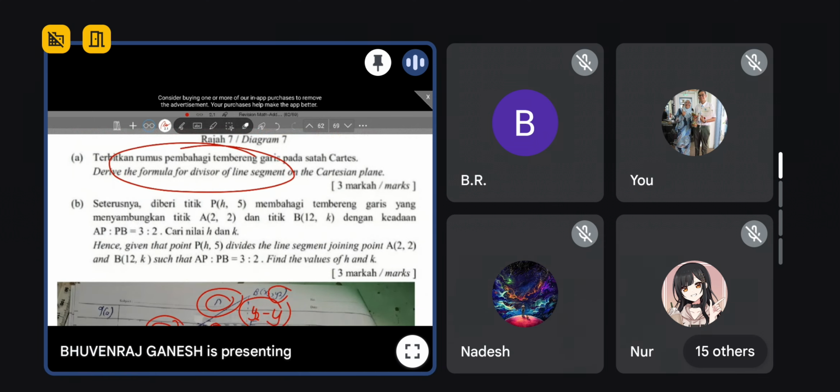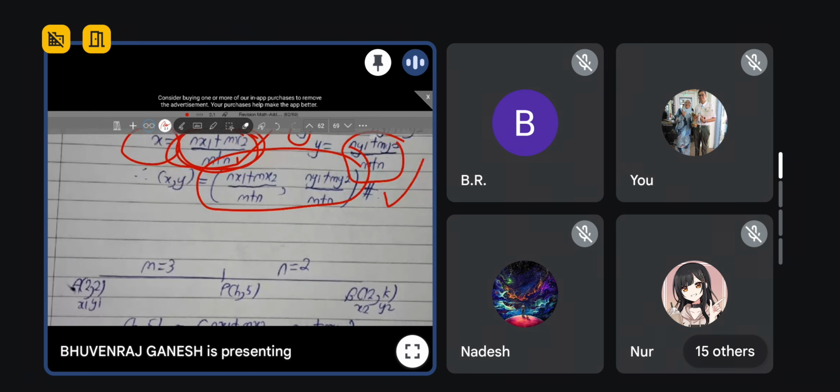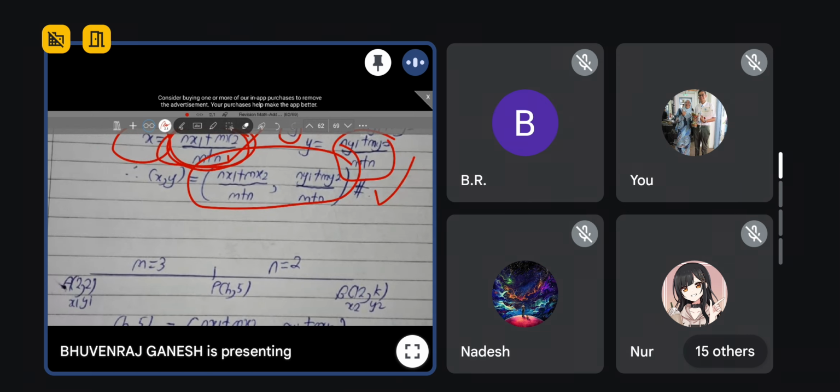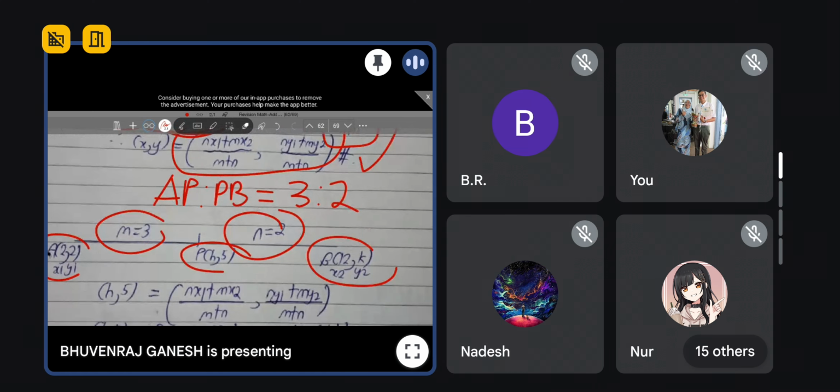So part B, this one is a normal question. You can solve based on part A. You just need to draw a diagram like this to understand. Yang ni semua soalan dah beri kat kamu, so you just label only. They tell you that AP to PB nisbah is 3 to 2, so saya label M is 3, N is 2. Then you just have to apply the formula that you showed just now.